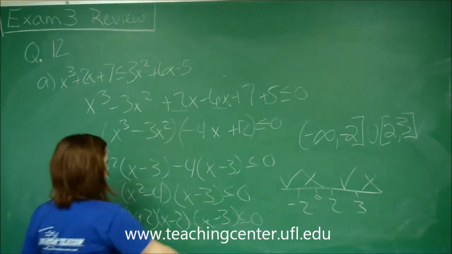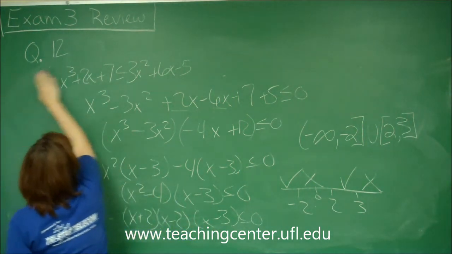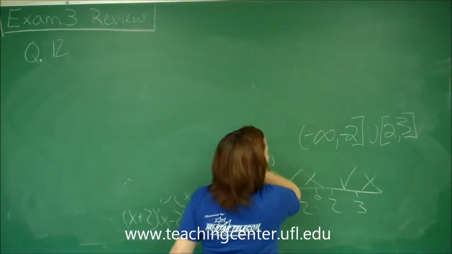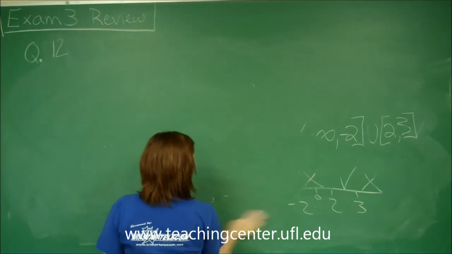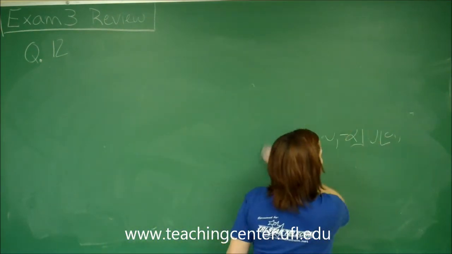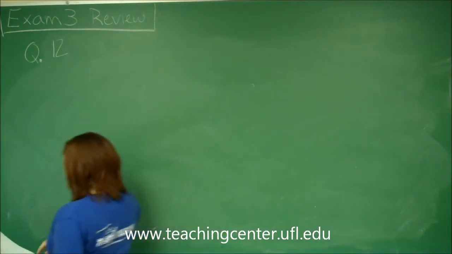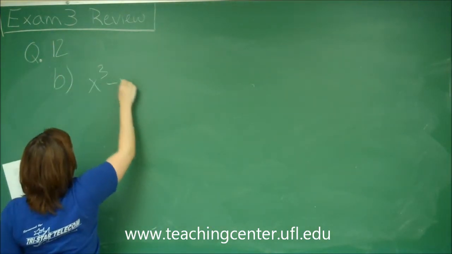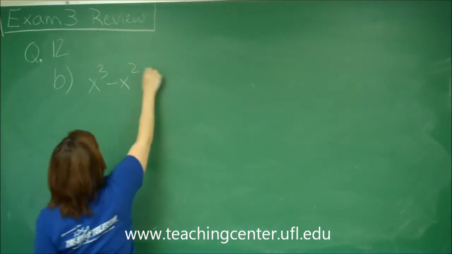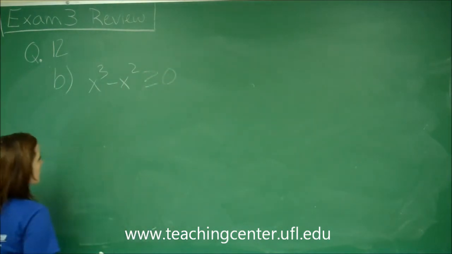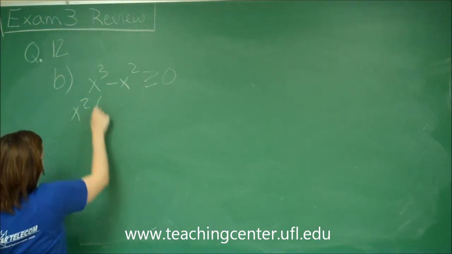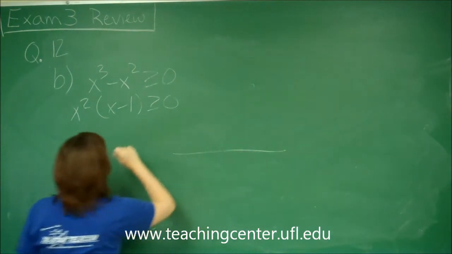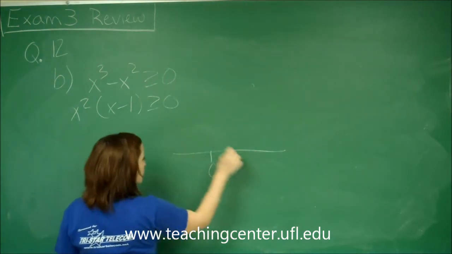And then we have another similar one for part B. In part B, we have x cubed minus x squared has to be greater than or equal to 0. So I'm just going to factor out an x squared using x minus 1. So on my number line, I know my values are 0 and 1.